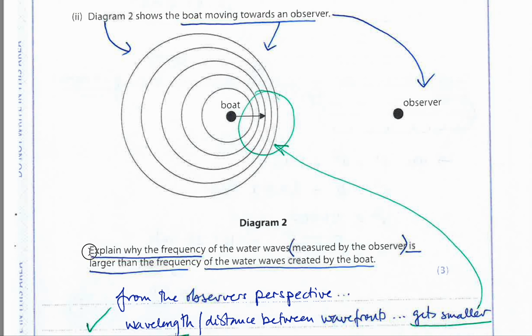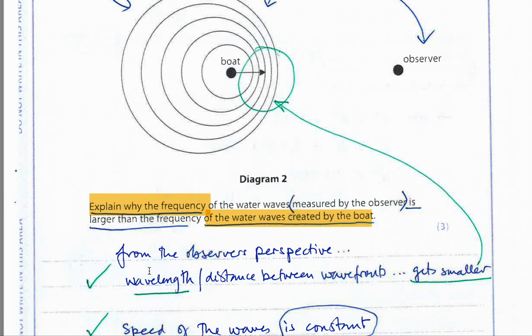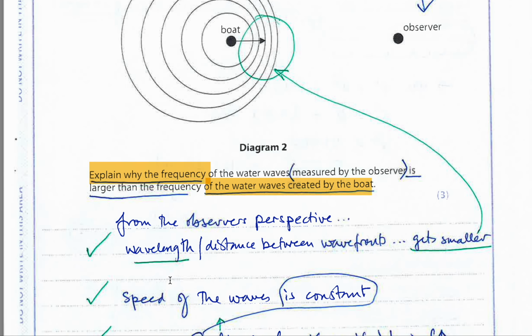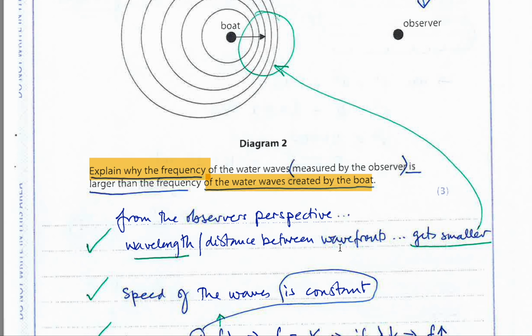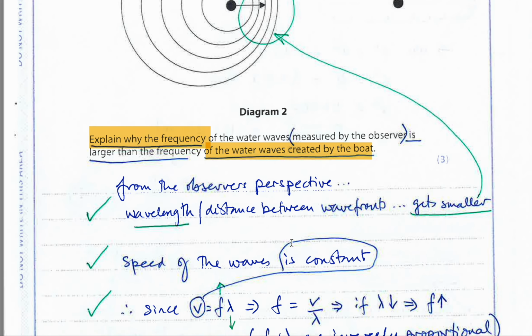So it wants you to explain why the frequency of the water waves, measured from the observer's point of view, is larger than the frequency of the water waves created by the boat. So this is actually called the Doppler effect. You may have heard of it. So from the observer's perspective, the wavelength, or the distance between the wave fronts, as drawn in the circle here, they get smaller. Well, if the wave fronts get smaller, that means the wavelength is smaller.